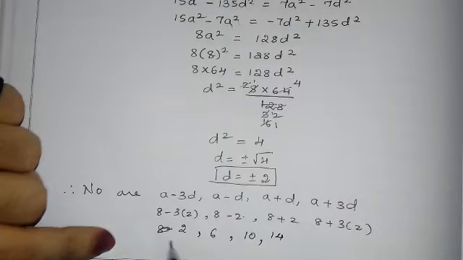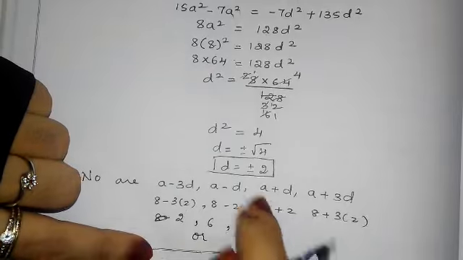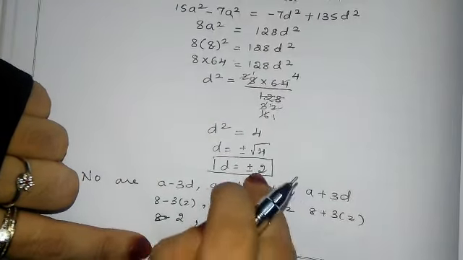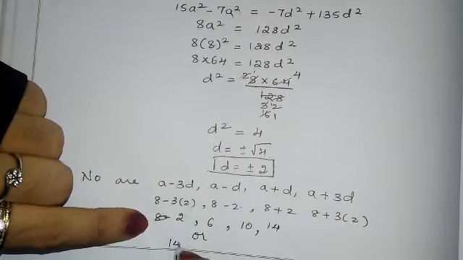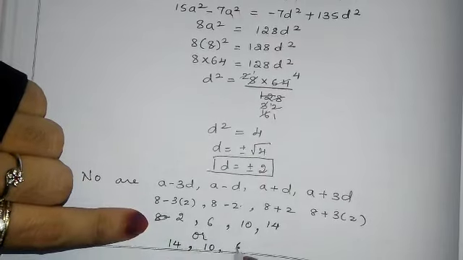And if the D value is negative, we have to write in the reverse way. If we substitute the negative value minus 2, that is 14, 10, 6, 2.